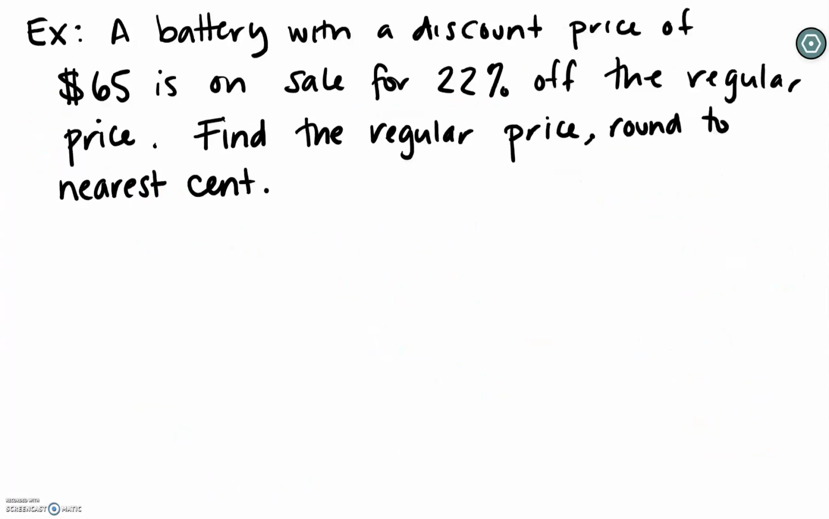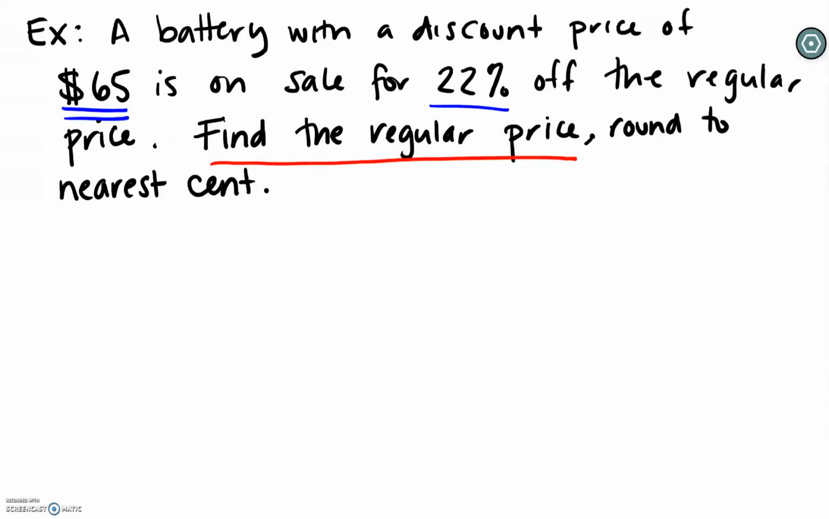All right, so now to show you the more difficult version of these markup and discount questions. Finding the original price of something when we only have the sale price is much more difficult. So looking at this particular example, we have a battery with a discounted price of $65, so that's the price after everything is said and done, is on sale for 22% off the original price. And we want to find the regular price to the nearest cent.